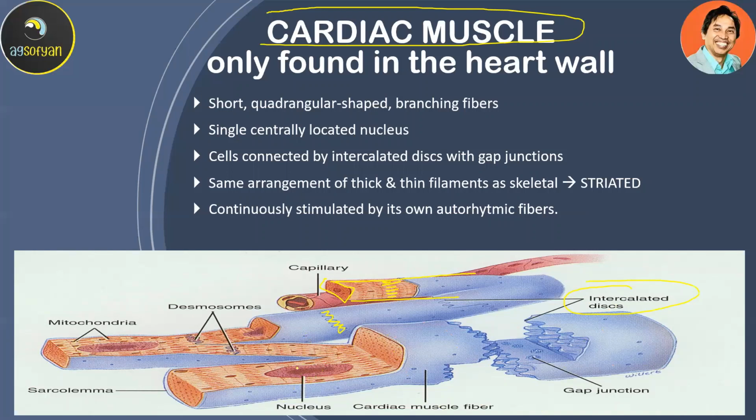And because it's shorter than skeletal muscle, it only has one nucleus. But it has more mitochondria. That's very important. So cardiac muscle has more mitochondria because what? It never stops. So never-stop contraction requires a lot of ATP, and the ATP is made in these mitochondria. So a lot of mitochondria in the cardiac muscle.